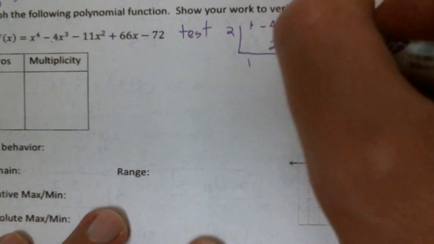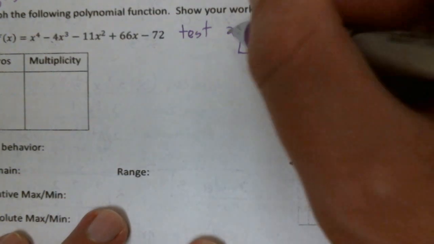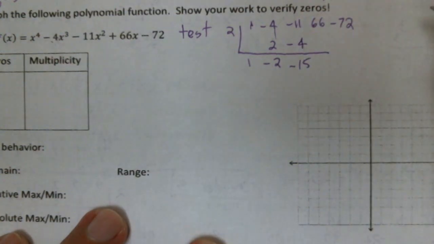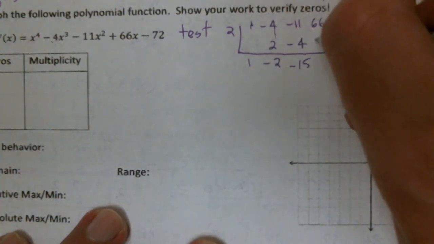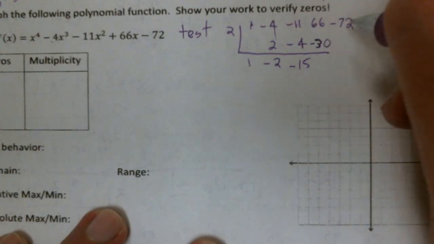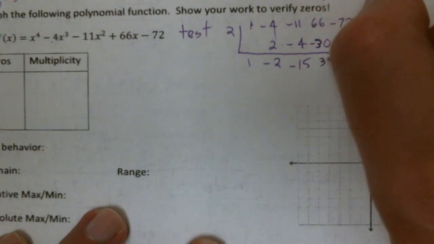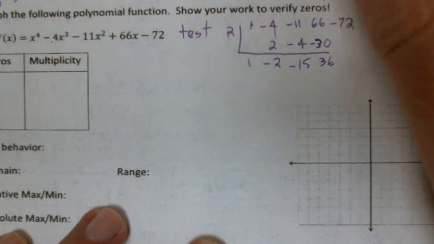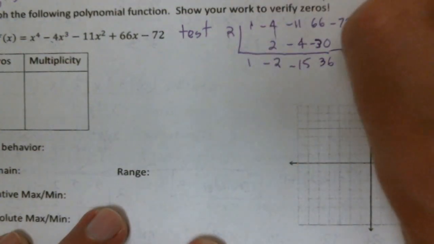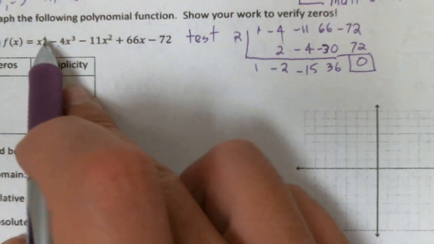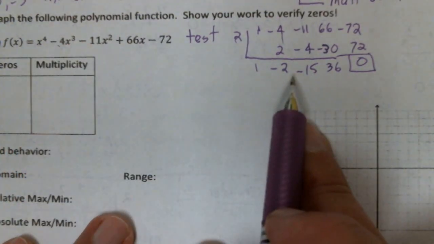1, 2, -2, -4, -15, 30, -30. 66 minus 30 gives me 36, and 2 times 36 gives me a positive 72. So indeed, we do get a remainder of 0. So I'm taking my quartic, I've knocked it down to a cubic.